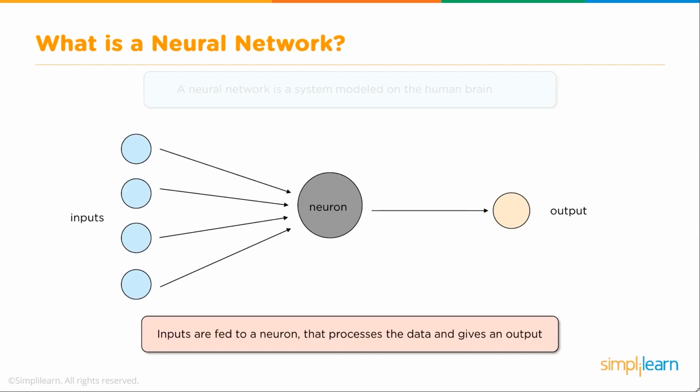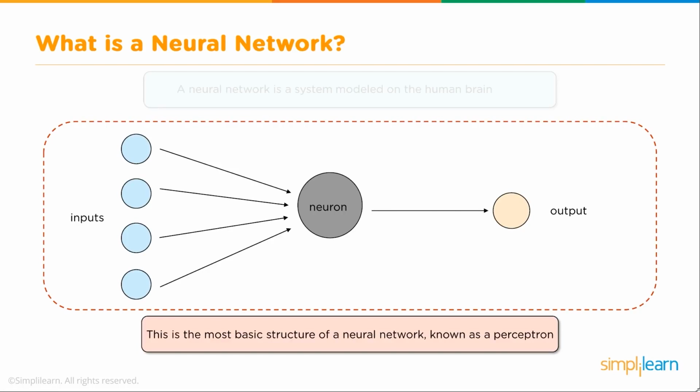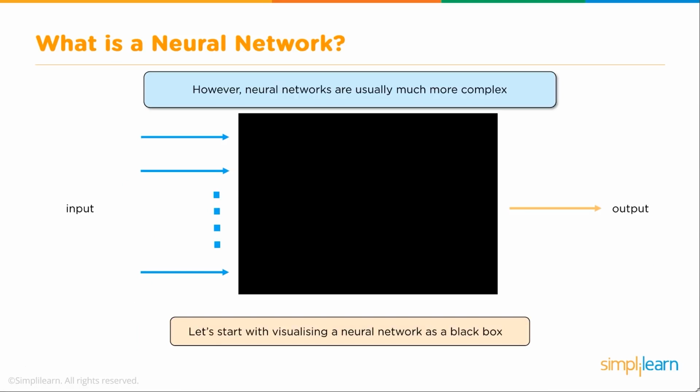And we looked at that, comparing the two. Let's go ahead and look deeper into the neural network itself. We have our inputs coming in. So the inputs are fed to a neuron that processes the data and gives us an output. Input and output. This is the most basic structure of a neural network known as a perceptron. So if you see the term perceptron, that's what we're talking about. We're talking about this single node that has inputs and an output. However, neural networks are usually much more complex.